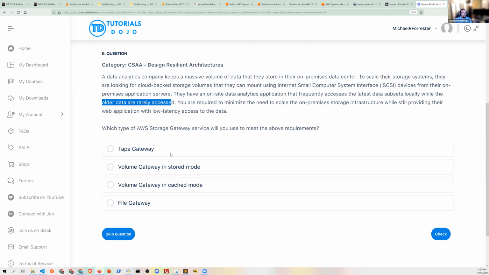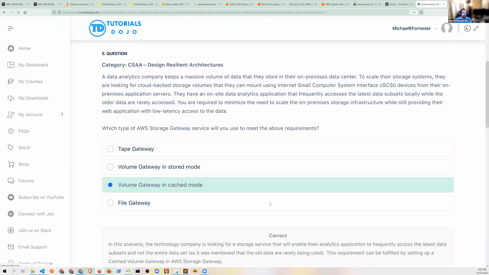That's perfect because both of these are low latency. But one of these takes a lot of storage space and the other one does not. And so this solves the problem of scaling their storage systems, because otherwise, if you keep it in stored mode, you're not scaling their storage systems. Let's check that out because I could be making it all up, right?